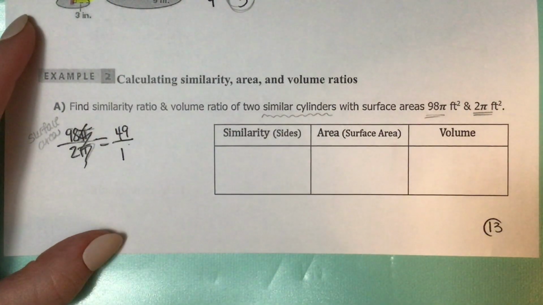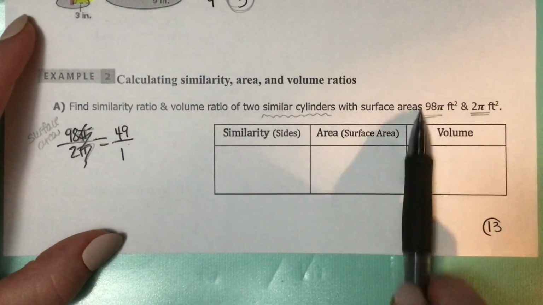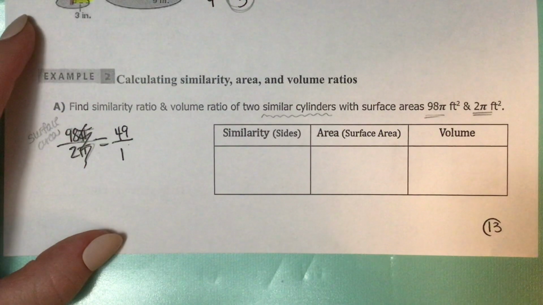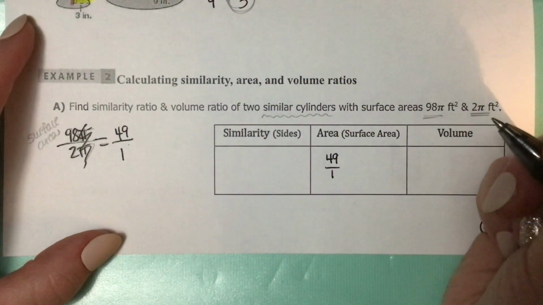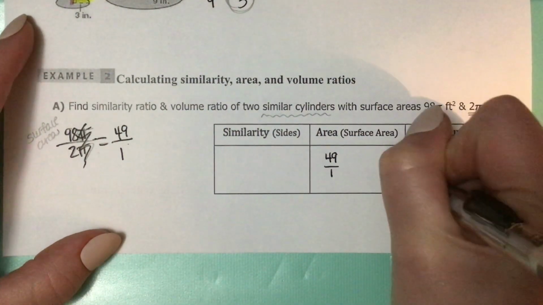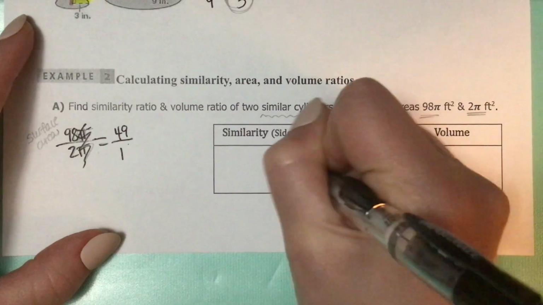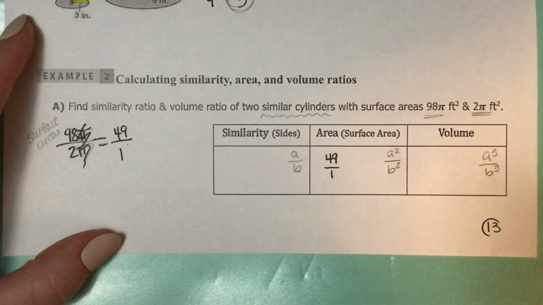2 divided by 2 is 1. So the area ratios now, based off of the values that we were given, we just put them in a fraction and reduced it. The area ratio is 49 over 1. And I'm just going to write in the corners what these ratios are. So we've got a squared over b squared, a over b, and a cubed over b cubed.